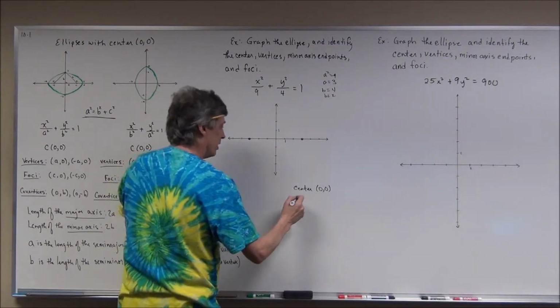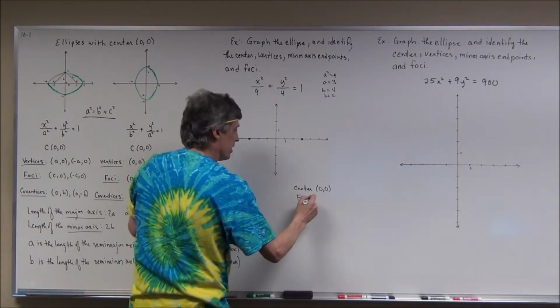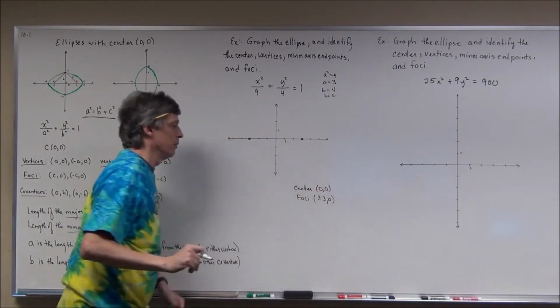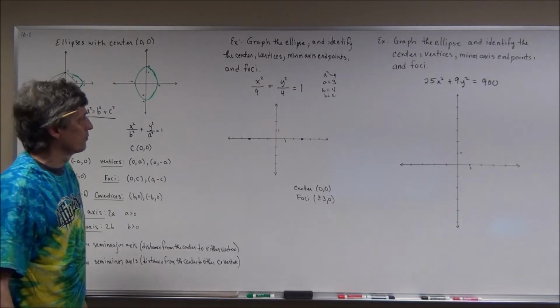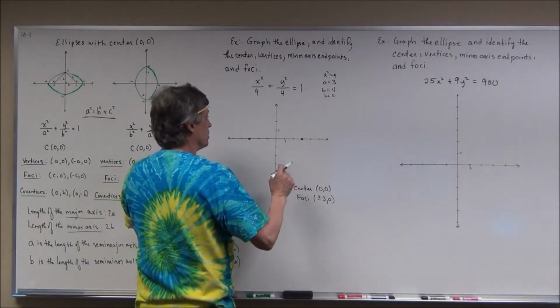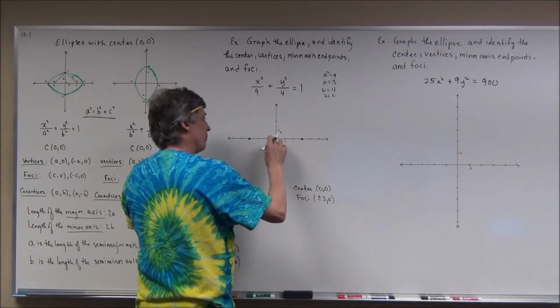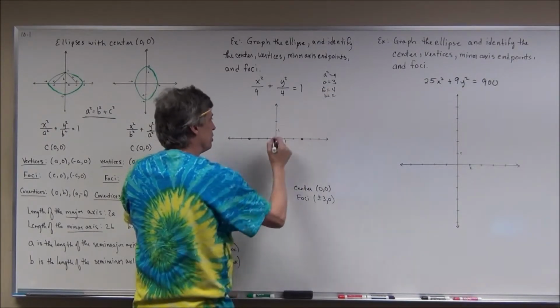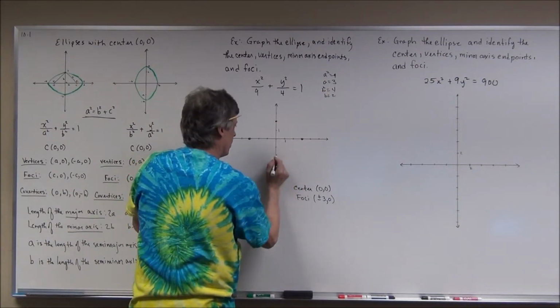Those are my vertices, plus or minus 3, 0. My co-vertices are B units away from the center. B squared was 4, so B is 2, so that's 2 above and 2 below.